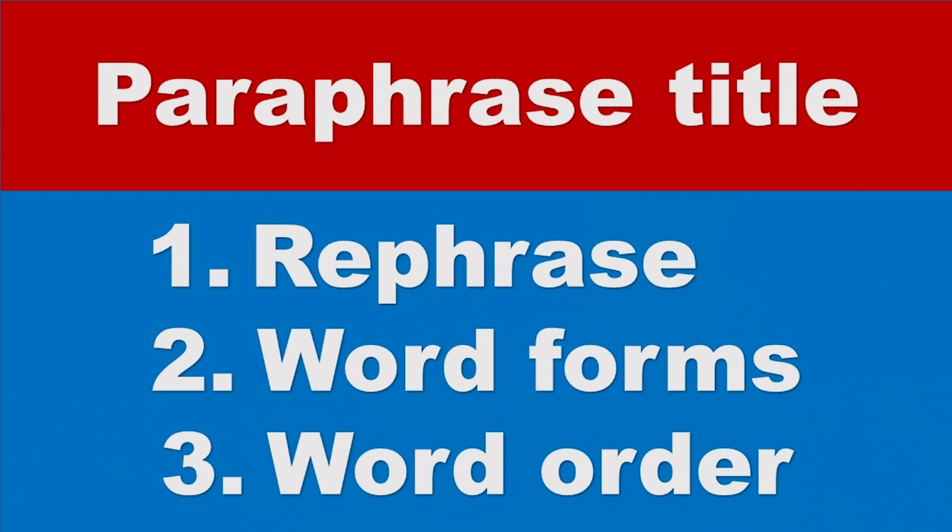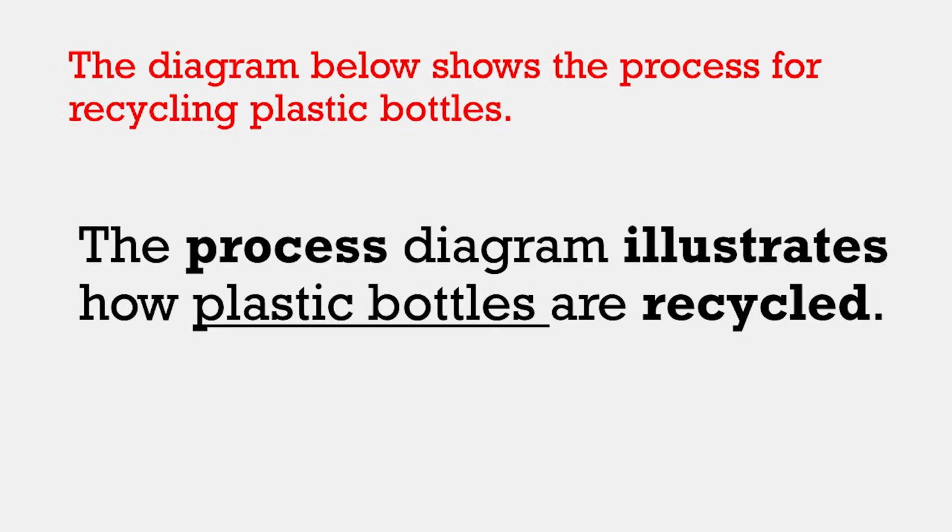We can try to rephrase words, we can try to change the form of words, maybe from noun to verb or verb to noun, and we can try and move words around in the sentence. So my paraphrase is, the process diagram illustrates how plastic bottles are recycled. So my diagram becomes process diagram.